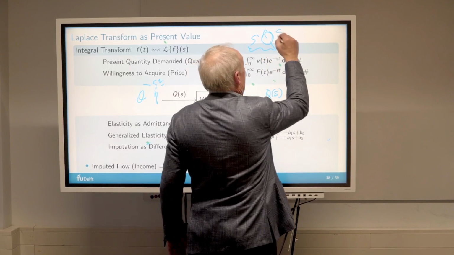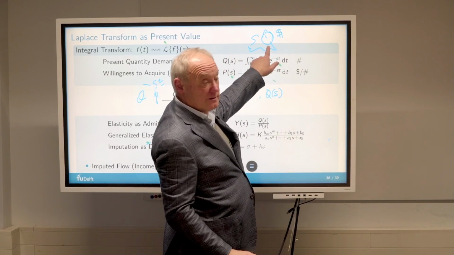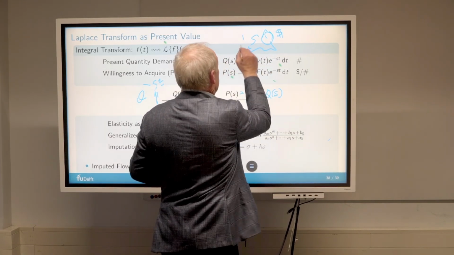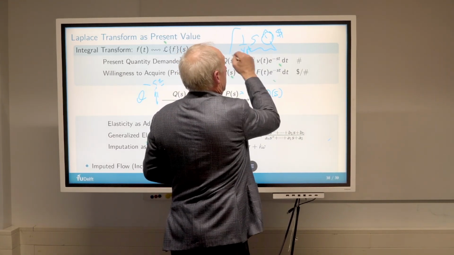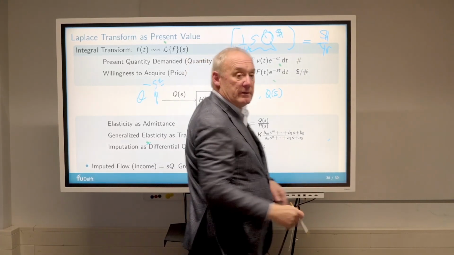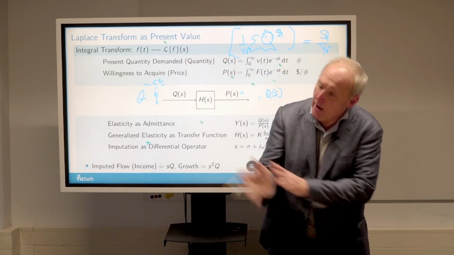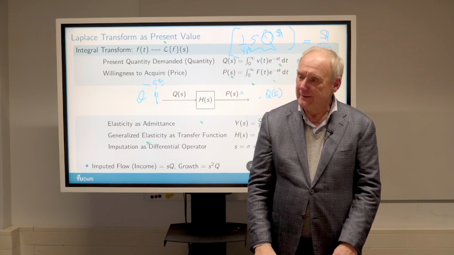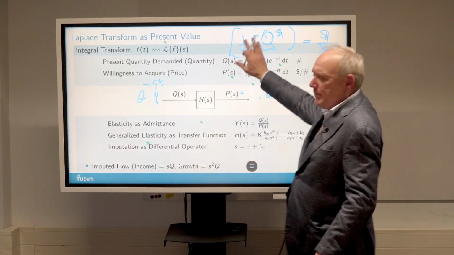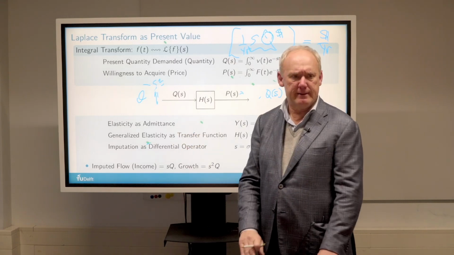If this is a present value, this is units of, say, dollars or euros. This is a frequency, 1 over year. So the whole units here is like a flow, but it's not really a flow. Nothing is flowing. You're just imputing it, okay?